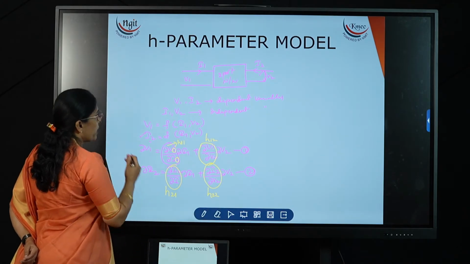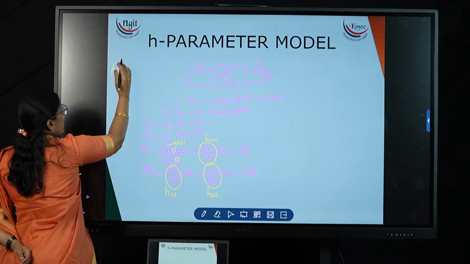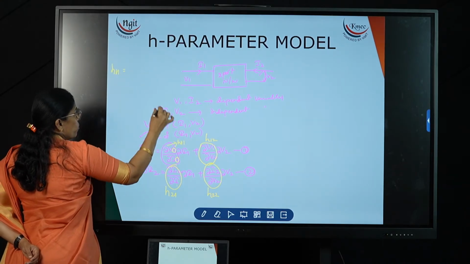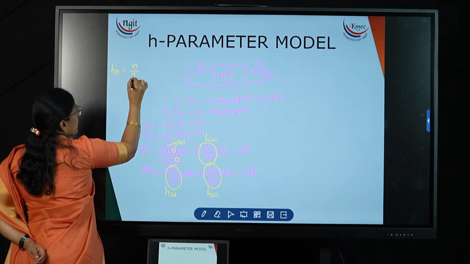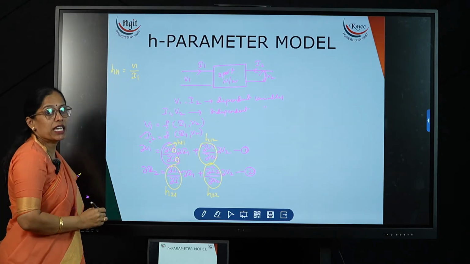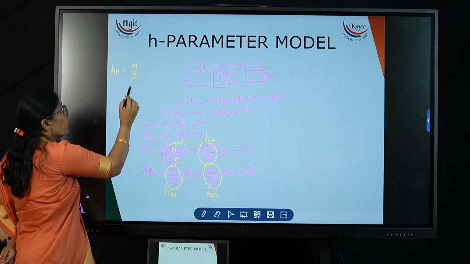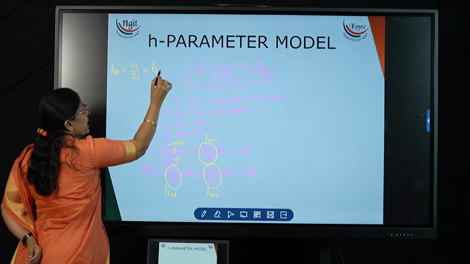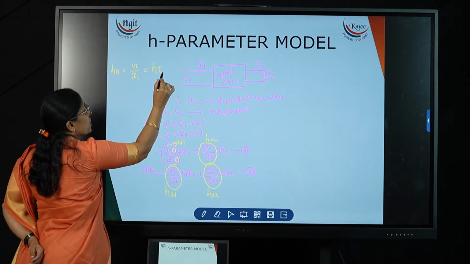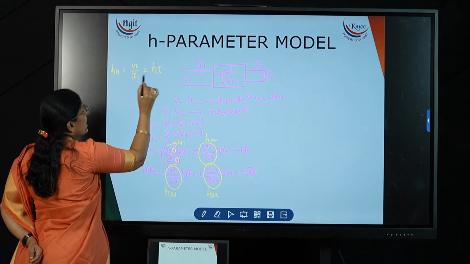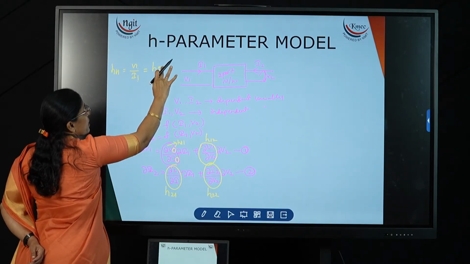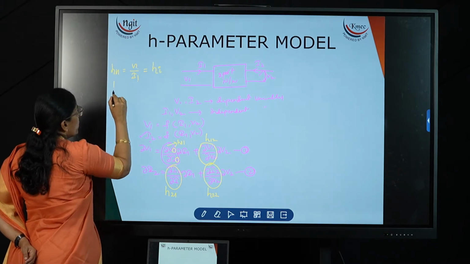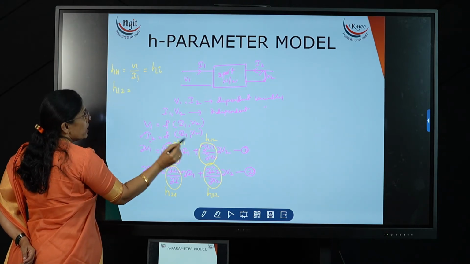Now if I write H11, it is equal to V1 divided by I1, which is nothing but impedance. This is the input impedance, since it involves both input voltage and input current. So I can write it as Hi, taking the second suffix as i. So this is Hi. Now the second one is H12. H12 is nothing but what?